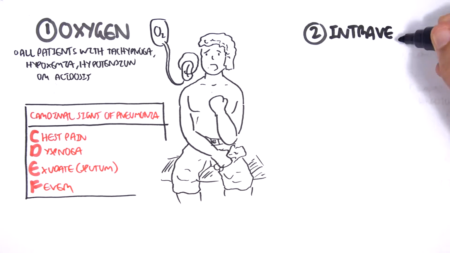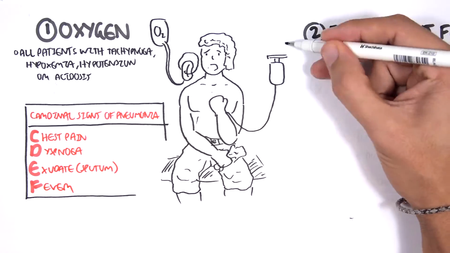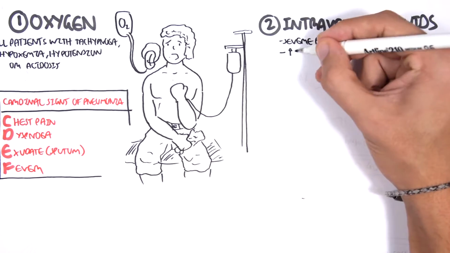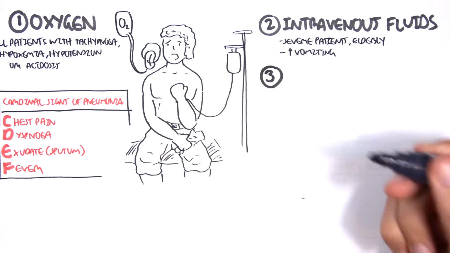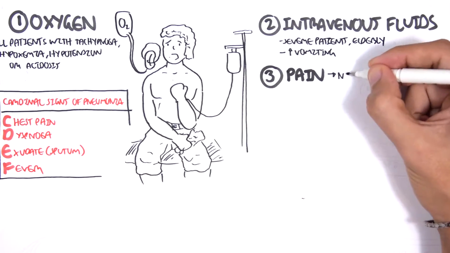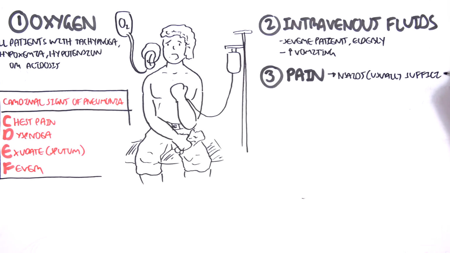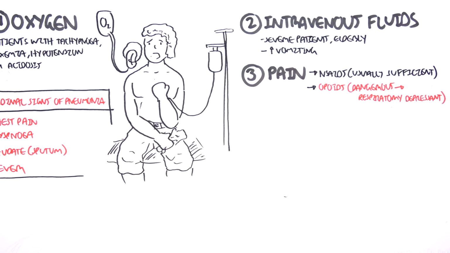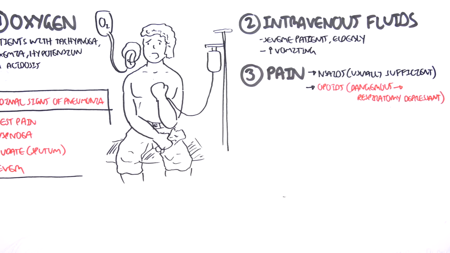So number 1, oxygen. 2, intravenous fluids for severe patients, elderly, and those who are vomiting. 3, for pain, we use pain management. NSAIDs are usually sufficient, but opioids can be used. But it can be dangerous because it can lead to respiratory depression. But if it's monitored, it's good.